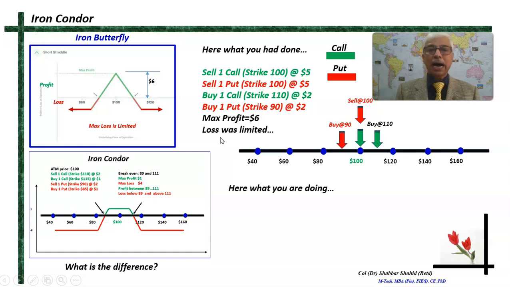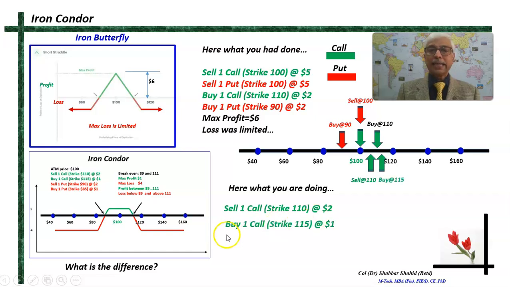Now in an iron condor, what are you doing here? Just listen very patiently. You are selling a call little out of the money. Here you had sold at the money. Here you are selling a call little out of the money. Because you are selling it little out of the money, you are getting a small premium.